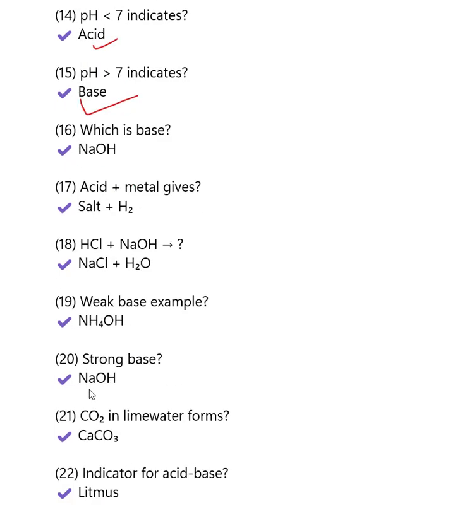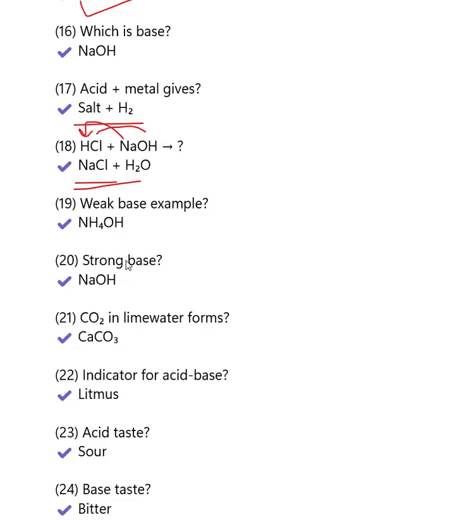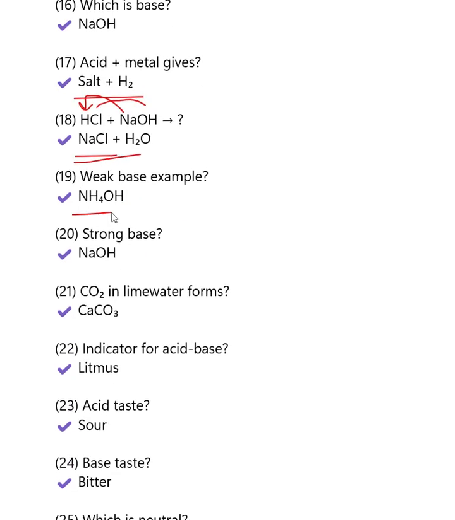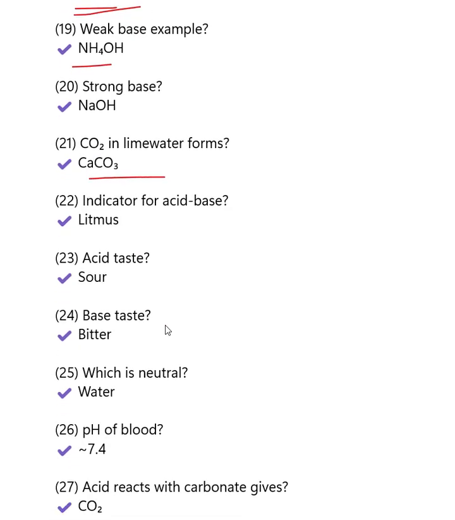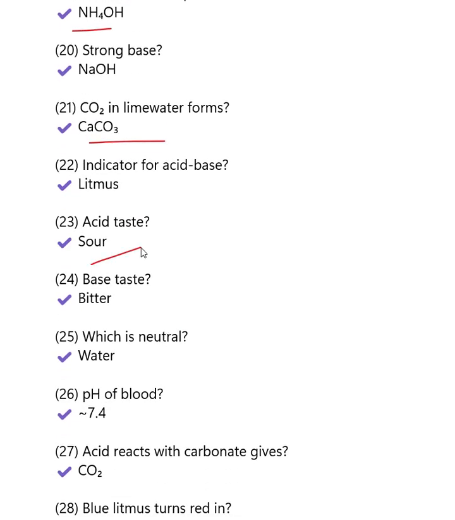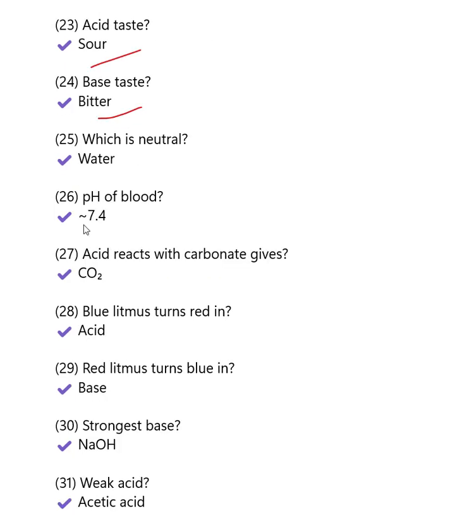So acid plus metal will give your salt plus hydrogen, and HCl plus NaOH: OH will replace H, and Na will replace this H, and it will be NaCl and H2. Weak base example is NH4OH. Strong base is your NaOH, that is your sodium hydroxide. CO2 in lime water will form calcium carbonate, that is CaCO3. Indicator for acid base is your litmus. Acid tastes sour, base tastes bitter. Which is neutral? Your water. pH of the blood is 7.4.